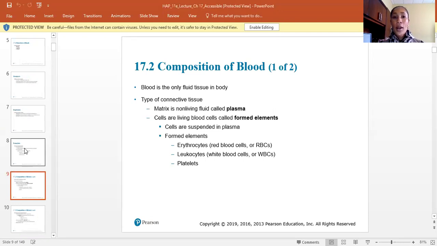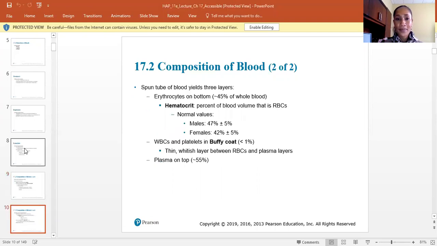Like we said before, blood is a tissue that we have in our body. It's the only fluid tissue that we have in our body, and it is a connective tissue. Remember that the matrix is the non-living portion of the connective tissue, and the matrix for blood is going to be our plasma. And the cells that we find within our blood are formed elements. The formed elements that we find within our blood are going to be erythrocytes, red blood cells, leukocytes, white blood cells, and then platelets.